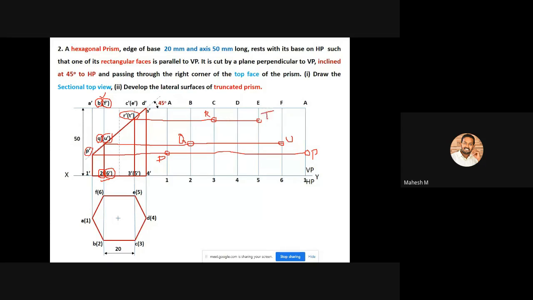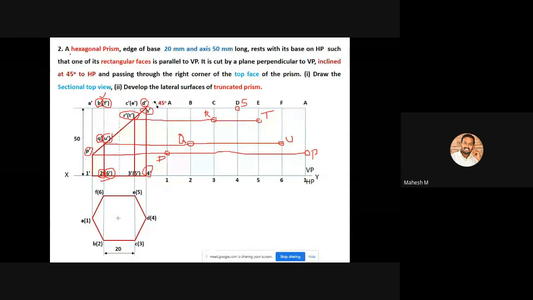And the final point is S. So it is available exactly at the top surface. So this one. So it is available at D dash of 4 dash. So now you got the final cutting point also, that is called S. So you can connect all the cutting points with a straight line because it is a prism.